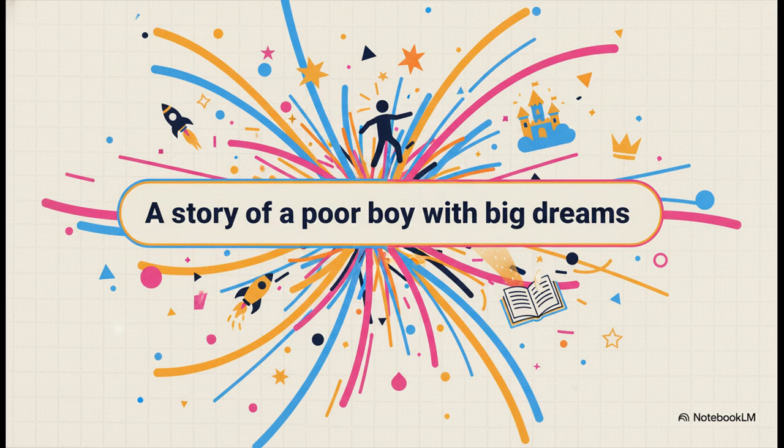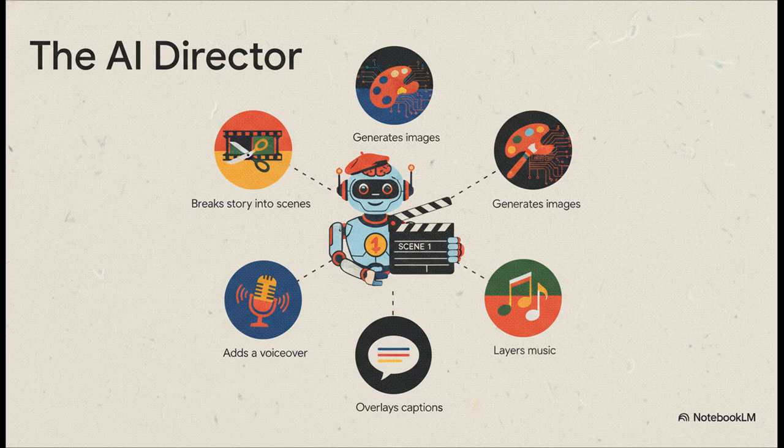Okay, so this is where it gets really cool. Once you paste that story in, the AI basically becomes your own personal film director. It reads your story, intelligently chops it up into scenes, creates a unique image for every single scene, records a human-sounding voiceover, picks out some non-copyright background music, and even throws on those slick, dynamic captions that everyone loves on social media. It's the whole shebang.